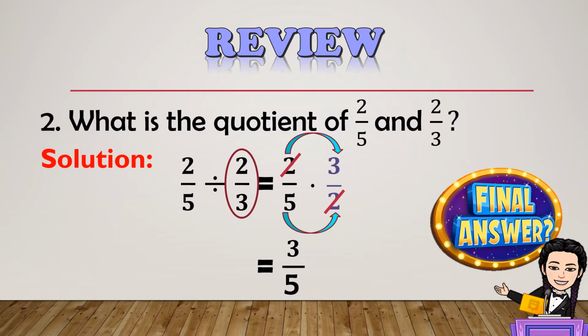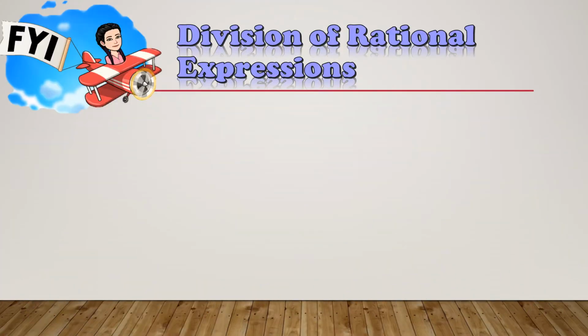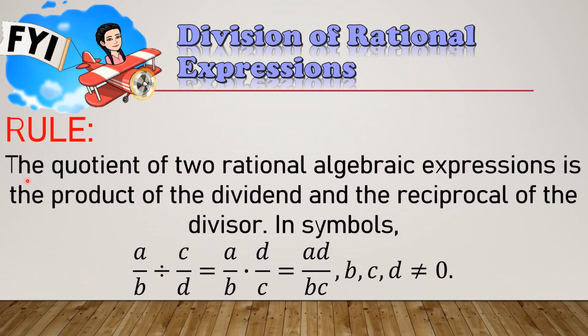Ang process na in-apply natin in dividing fractions ay gagamitin din natin in dividing rational algebraic expressions. So, paano? So, for the rule, we have the quotient of two rational algebraic expressions is the product of the dividend and the reciprocal of the divisor. Tandaan, it is the product of the dividend and the reciprocal of the divisor.